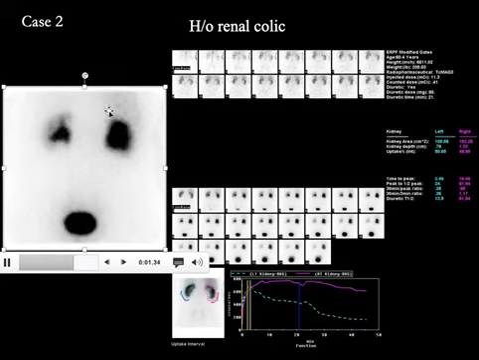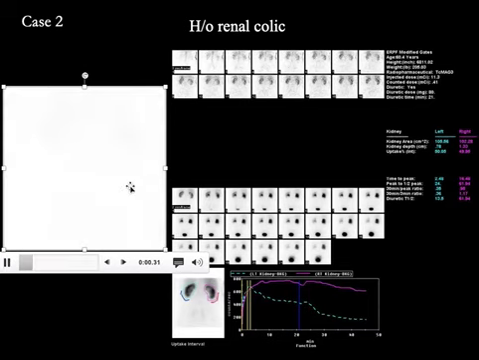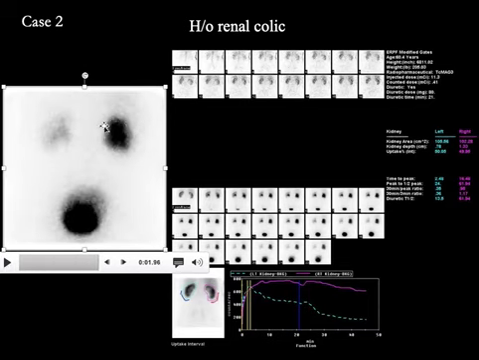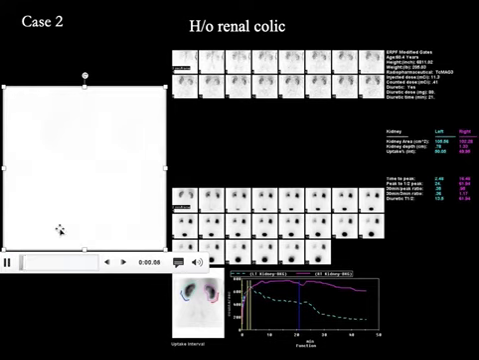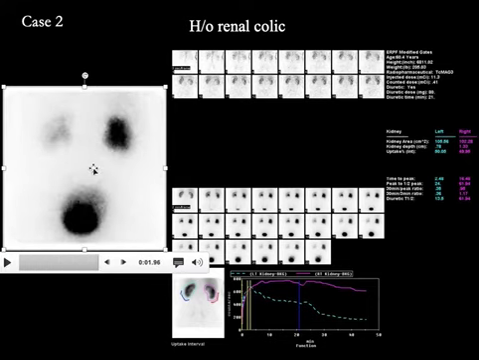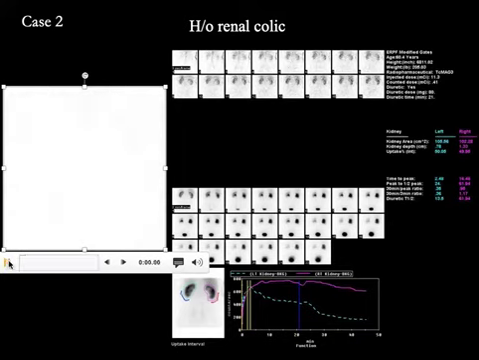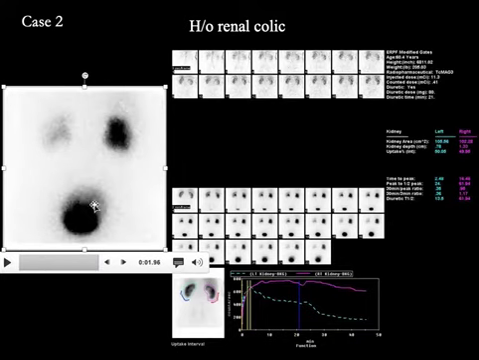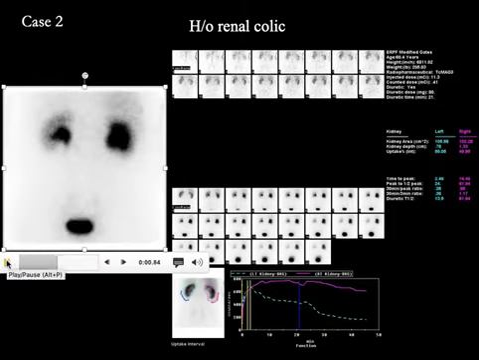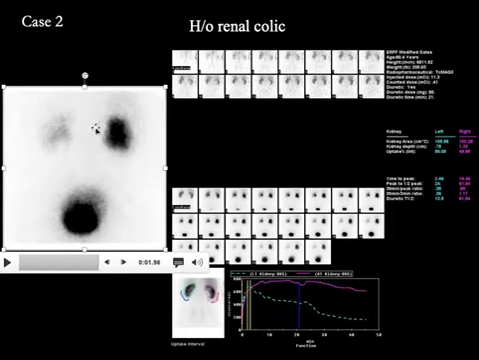But look at what's happening to the right kidney. Right kidney takes up the tracer, excretes the tracer into the collecting system, but then it stays in the collecting system and there is no transit of tracer seen from the collecting system into the ureters. The UPJ seems to be the site of obstruction. So stasis at this point is concerning for obstruction, and this should be followed up by Lasix to see if this activity washes out. Let's look at the flow images.